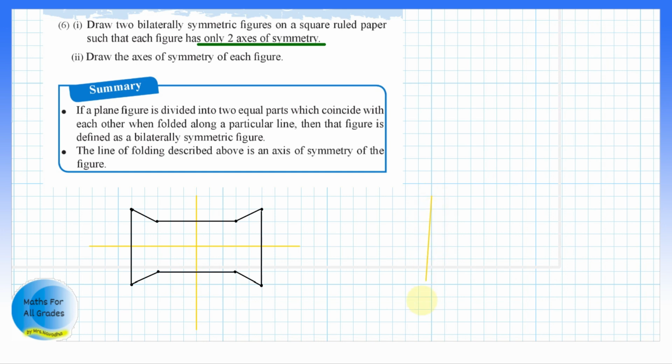Let's draw another one. Again, I'm starting by drawing two lines. These are axes of symmetry of the figure. Now let's try something like that. From this point, two squares away here. From this point, two squares away. From this point, two squares away to this direction and to this direction. You can draw something like this.